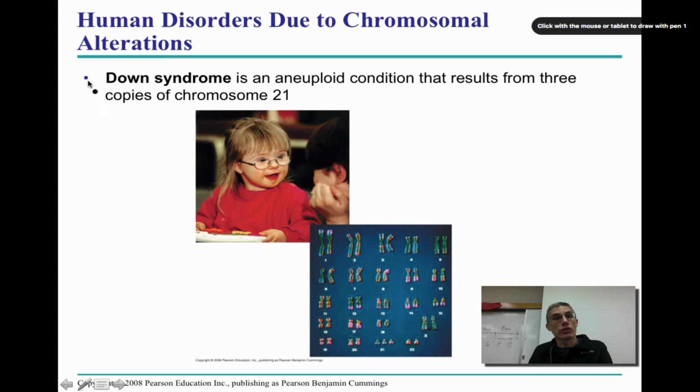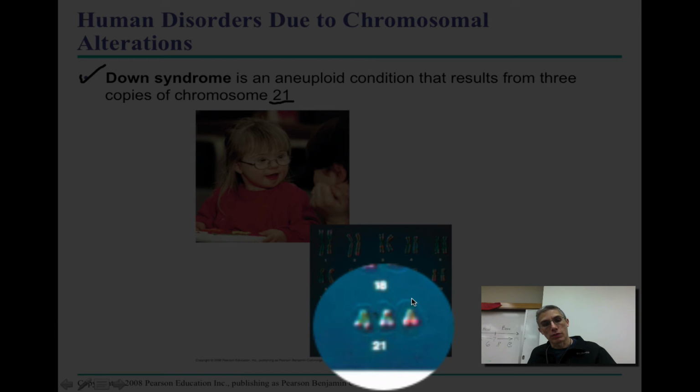So some disorders that are actually due to chromosomal alterations, one of those would be Down syndrome, and this is going to be an aneuploidy condition, and this is going to result from 3 copies of chromosome number 21. There's actually different variants of Down syndrome, and some of them do not have 3 complete copies of chromosome number 21. Sometimes there can be bits and pieces of that chromosome. Down here towards the bottom, what you see is something called a karyotype, and so sometimes when we have a baby that is suspected to have Down syndrome, they will do a karyotype of that individual to determine whether or not there are extra copies of chromosome number 21.